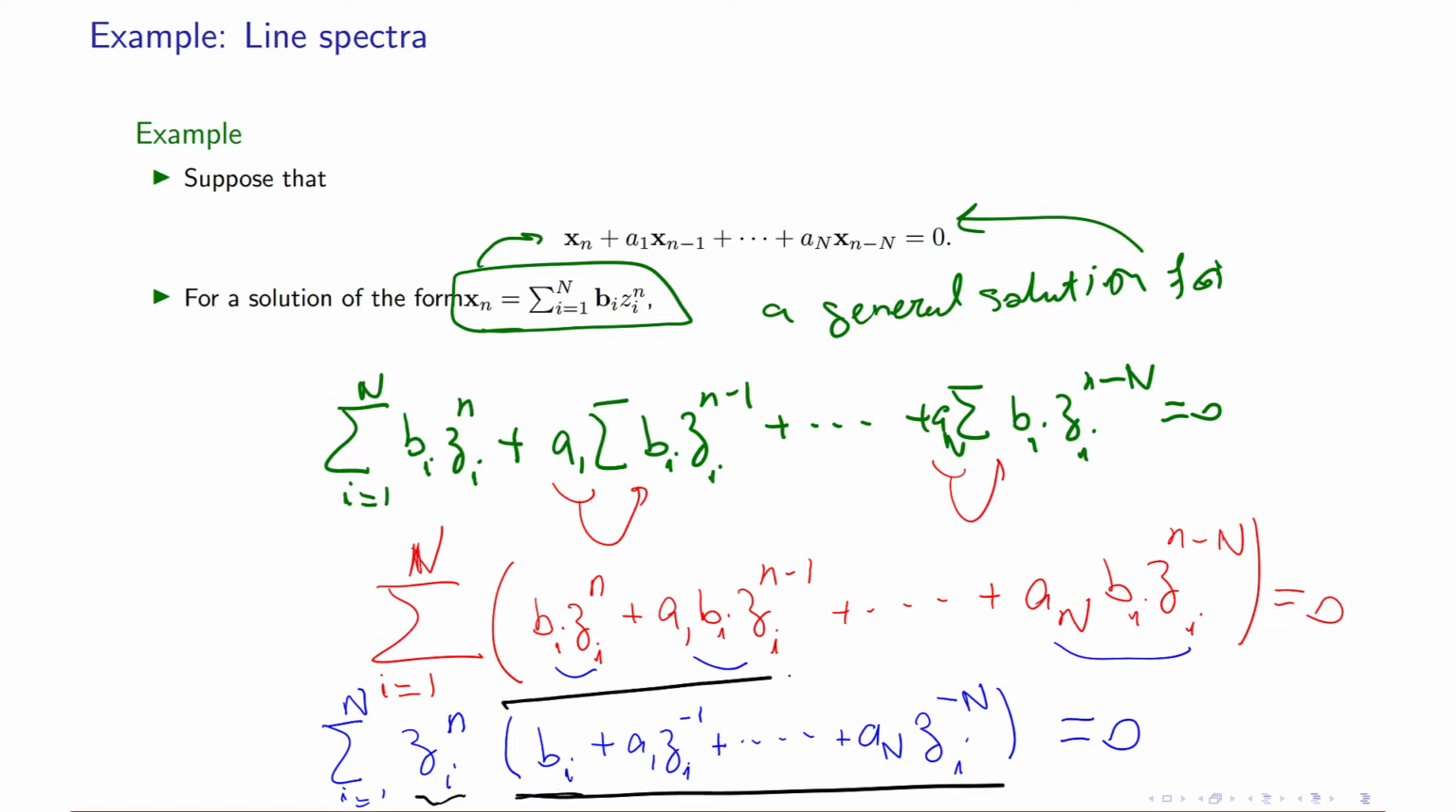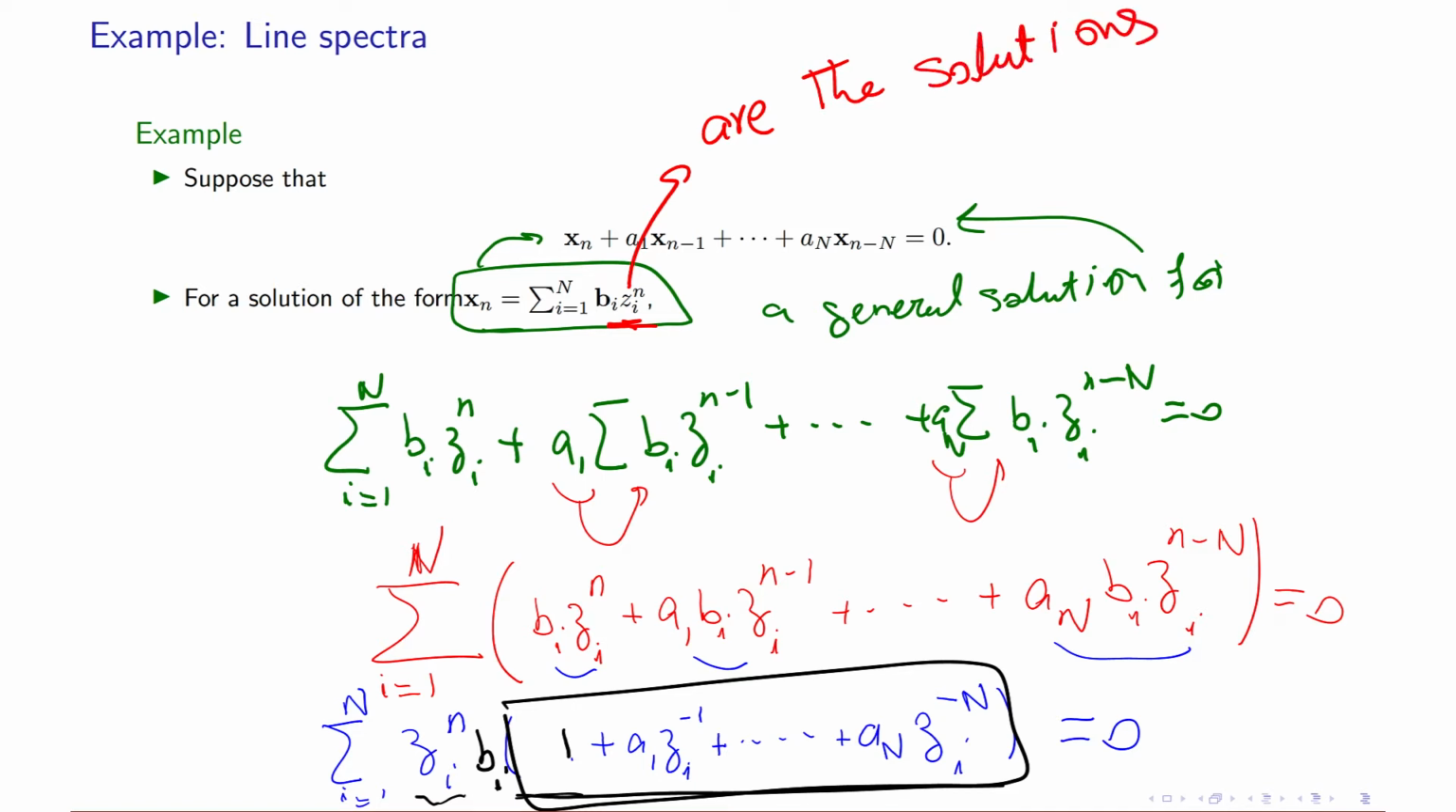So from here, I get this equation equals 0, which if you solve it will give you all of such. Oh, I'm sorry. So this should be 1, and then you have a bi here. So these zi's, as a conclusion, are the solutions of 1 plus a1 z plus a2 z to the power of 2 plus up to an z to the power of n equal to 0.